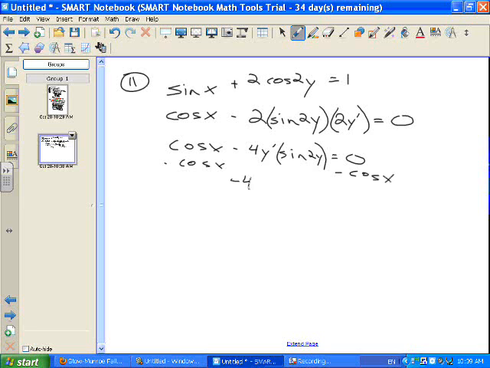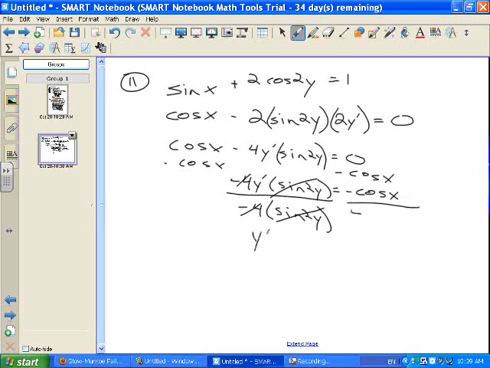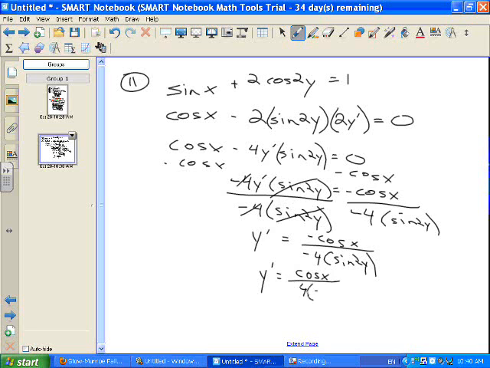So negative 4y prime times sine of 2y equals negative cosine of x. Divide everything by negative 4 sine of 2y. Leaves me with y prime. Then I have to do the same thing over here. So I get negative cosine of x over negative 4 sine of 2y. A negative divided by a negative, I don't really need that. Just drop those negatives.